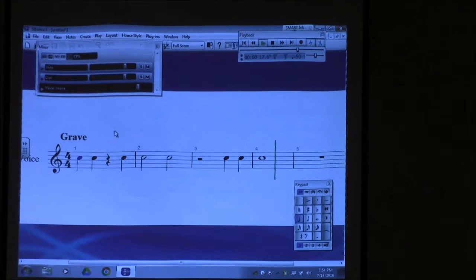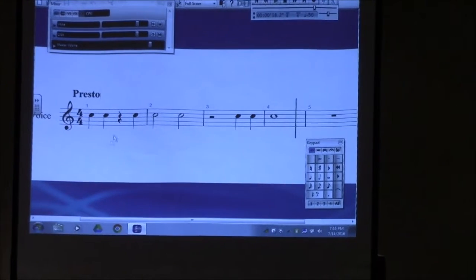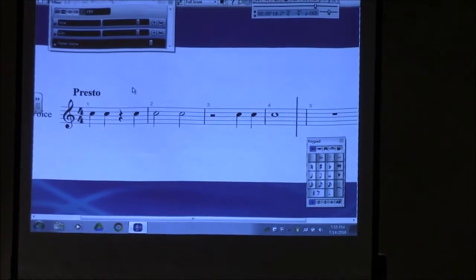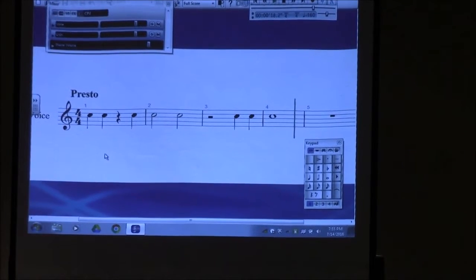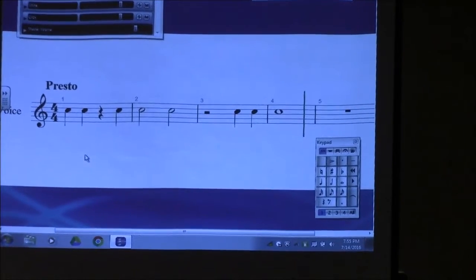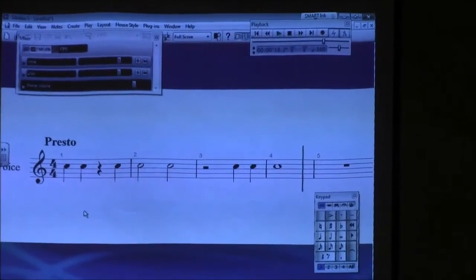Again, Italian. So one more tempo word up there. Get rid of grave and put up presto. What do you think presto means? Fast. Very fast. If you're in an Italian cafe and you say, cappuccino, prestissimo, that means the waiter's going to come running out at top speed. Presto means very fast. Play it now.